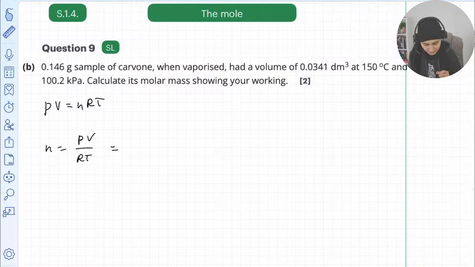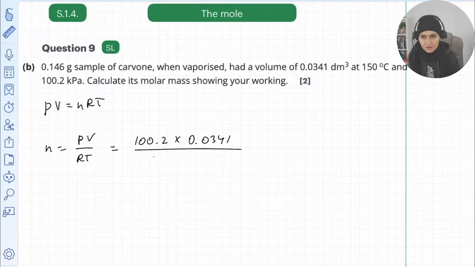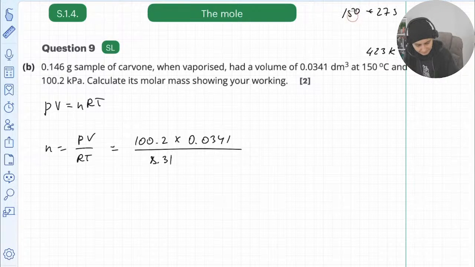So pressure 100.2 times volume 0.03. They're so nice. The units are all correct except for temperature. R is the gas constant, 8.31, and temperature we have in Celsius. We need to convert it to Kelvin, so it's 150 plus 273, which is 423 kelvins. And remember, 150 plus 273 gives you kelvins. This would give me moles.